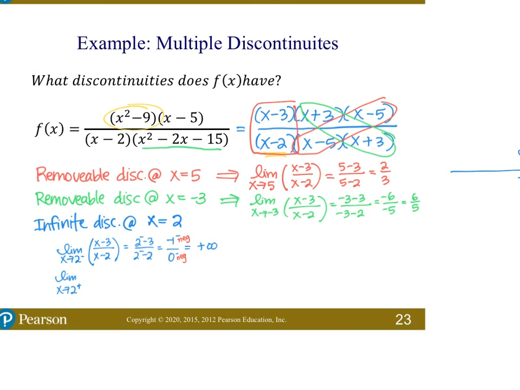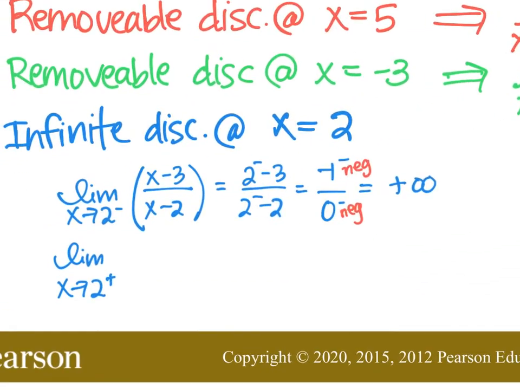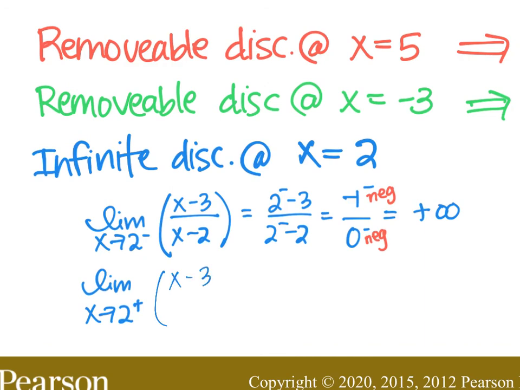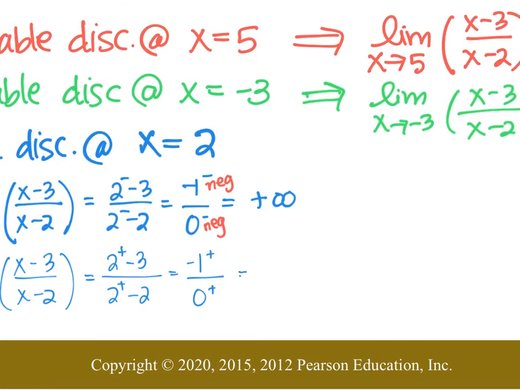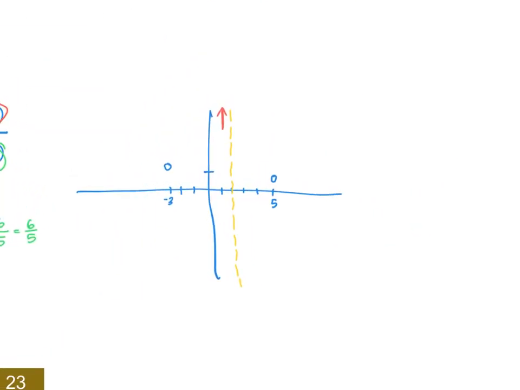What about the right side? So I use x minus 3 over x minus 2. I have 2 plus minus 3, and I have 2 plus minus 2. That's going to give me negative 1 plus over 0 plus. Negative 1 plus is still a negative number, but 0 plus is a positive number. A negative divided by a positive is negative infinity. So that means on the right side of the asymptote, I have it going towards negative infinity.